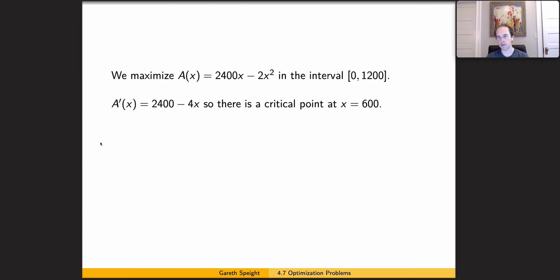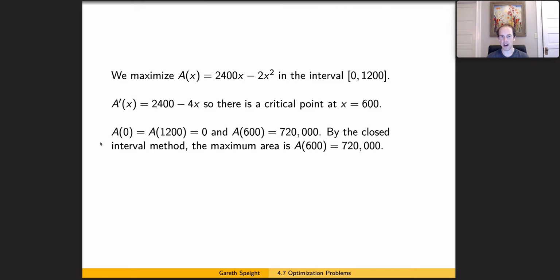And then the closed interval method would say we should compute the thing we're trying to maximize or minimize at the endpoints and at the critical point. So if we go ahead and do that, at the endpoints, the area will be 0, which makes sense because that's when either x equals 0 or y equals 0. So if one of the side lengths is 0, clearly the area is going to be 0. And then at the critical number, if we plug in 600, we'll get A of 600 is 720,000. So the closed interval method says that the smallest of these is the minimizer and the largest of these is the maximizer. Okay, so the maximum possible area is A of 600, which is 720,000.